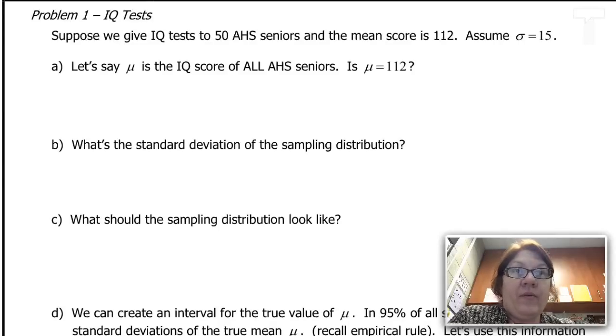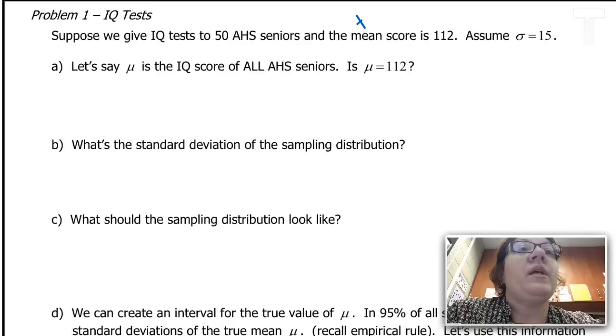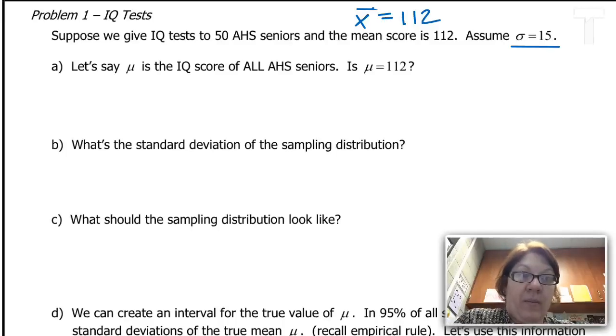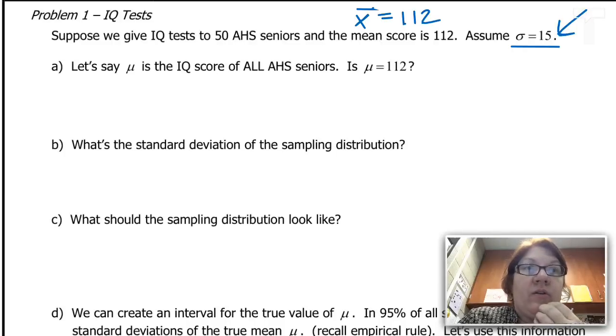Looking at some samples, we give IQ tests to 50 seniors, and the mean score is 112. Of course, that would be an X bar, because it came from the sample. And we are assuming, which we won't do for very long, that we actually know the population standard deviation. Clearly, if I knew that, then I would have had to know the population mean. So this is really false in that I'm ever going to know this. We're going to see how to fix that in a later section in this chapter, but we'll pretend that we know it for right now.